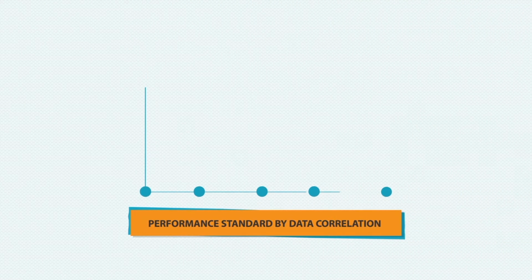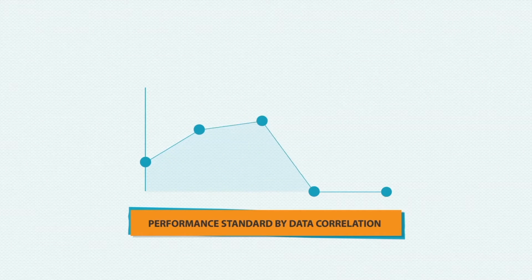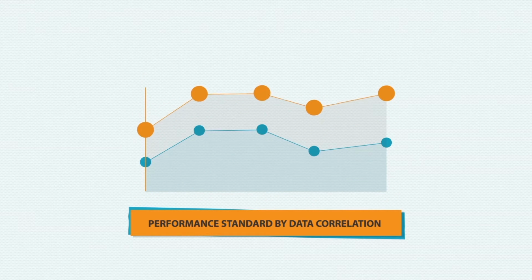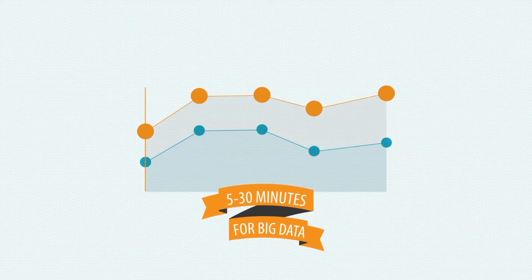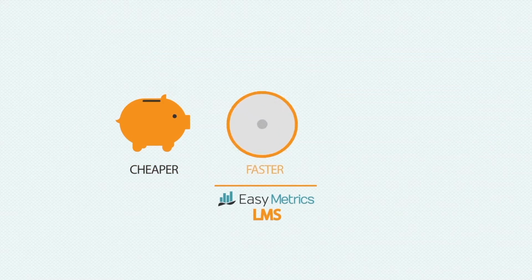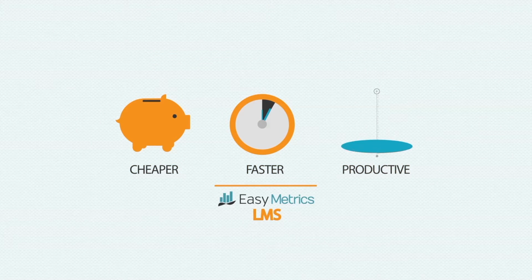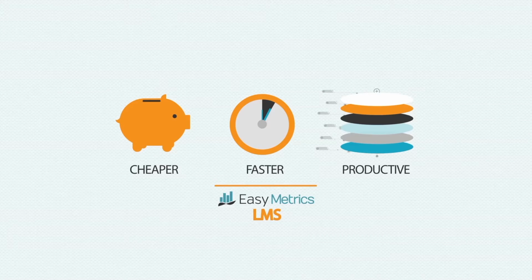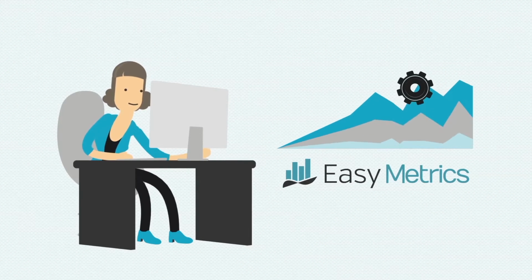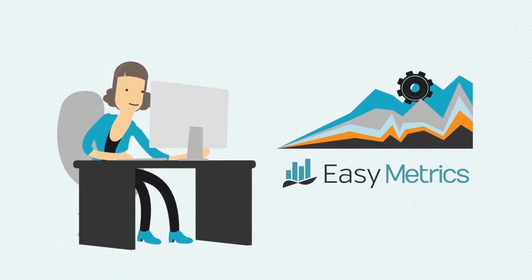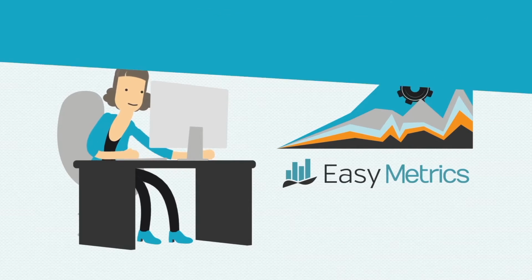Two, another way involves having the data correlation define the performance standard by identifying the current level of productivity for all processes and then setting standards based on a stretched goal above the current level. It takes about 5 to 30 minutes for big data to define a performance standard. This approach is cheaper, faster, and incorporates hundreds of times more data than an engineer can capture through observation. Most EasyMetrics customers either use this approach to develop the standards, or they use these tools to refine and update the standards developed by engineers.